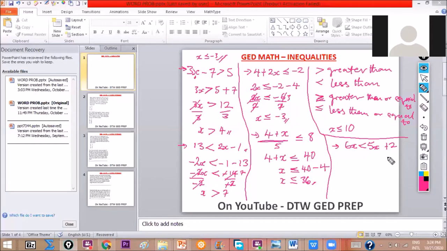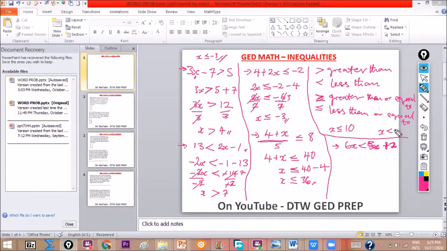Plus 2. Non, ça ne se voit pas. Moi, j'ai juste changé 6x. Look at this. Il y a juste 6x. Il n'y a pas moins ici. Oh. 6x less than 5x plus 2. Yeah, this is 6x less than 5x plus 2. I got x less than 2. X less than 2. Okay.